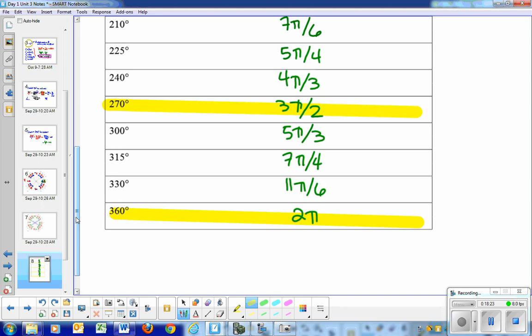Okay, notice those colors there, green and yellow. Go Pack!